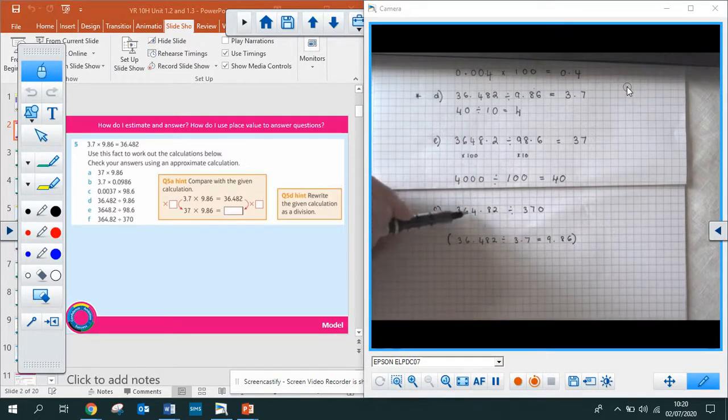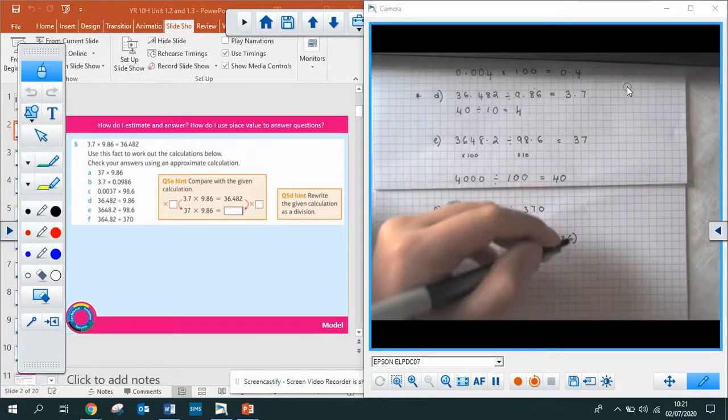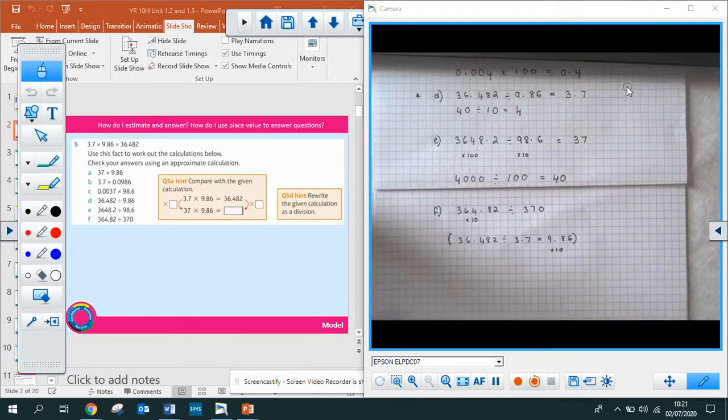Okay, so what did I do to get from 36.482 to 364.82? Well, it's 10 times bigger. So that's been multiplied by 10. So at the moment, I'm making my answer 10 times bigger. Okay, so that at the moment would be 10 times bigger, which would be 98.6.